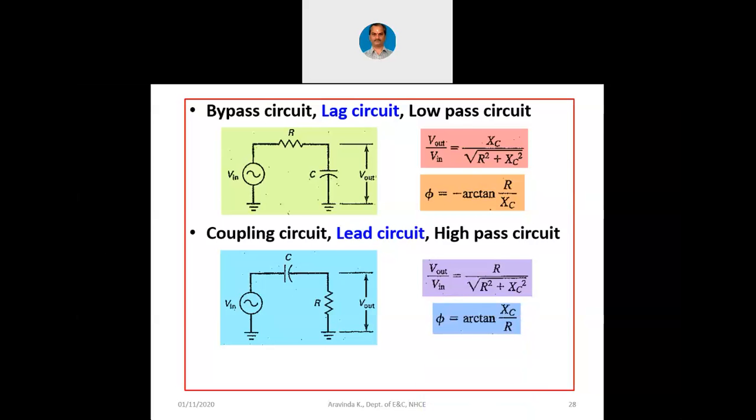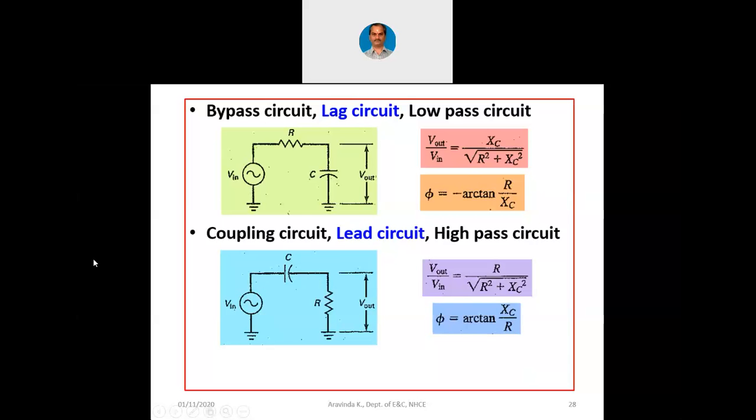So the ratio here, V out by V in, is equal to R divided by square root of R square plus X square, because we are taking the output across the R now. Again, it is an impedance divider network, I should say. But here you can see the angle is not negative, it is positive. So phi is tan inverse of Xc by R, because the capacitor is now in series.